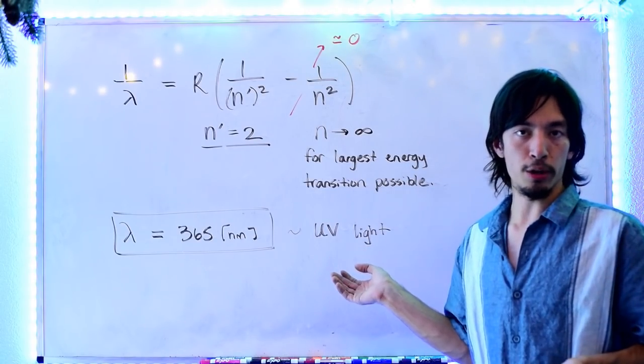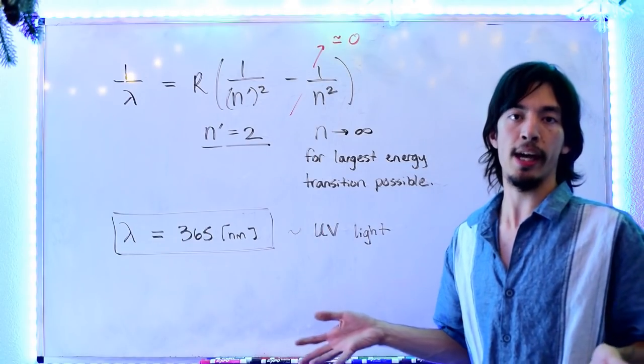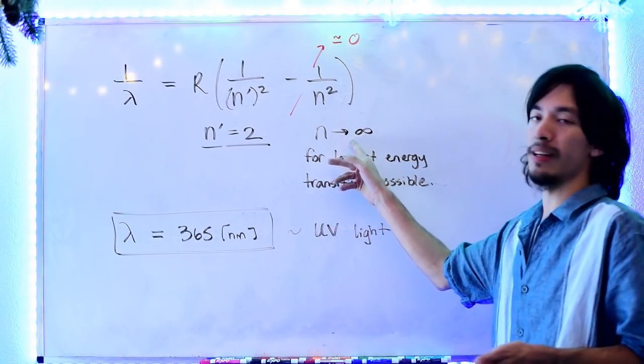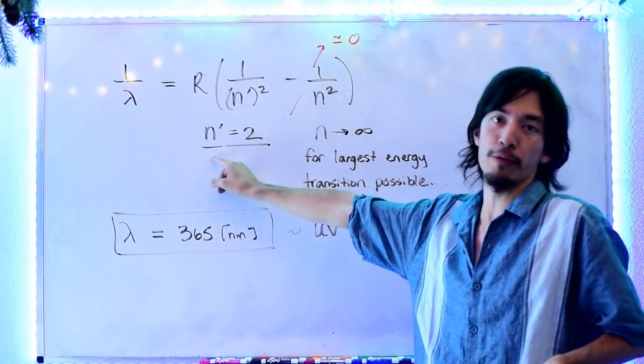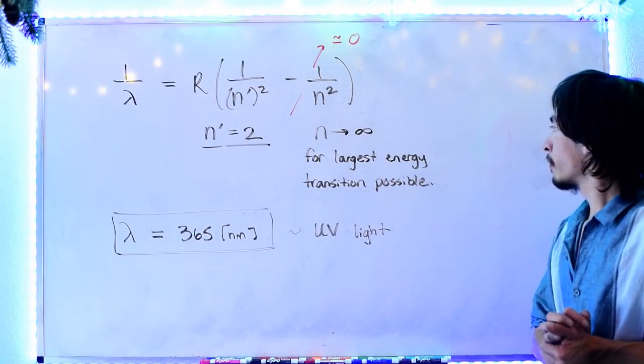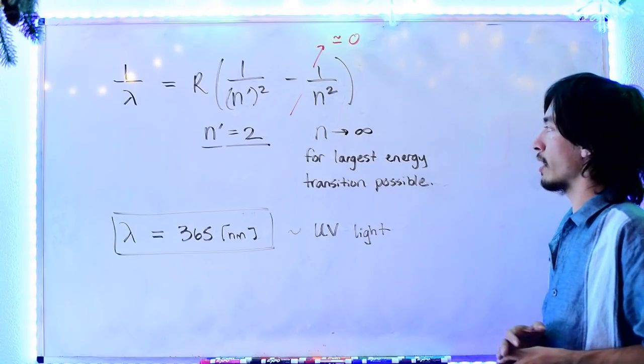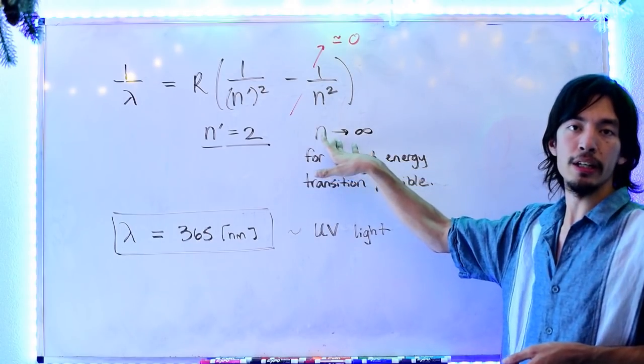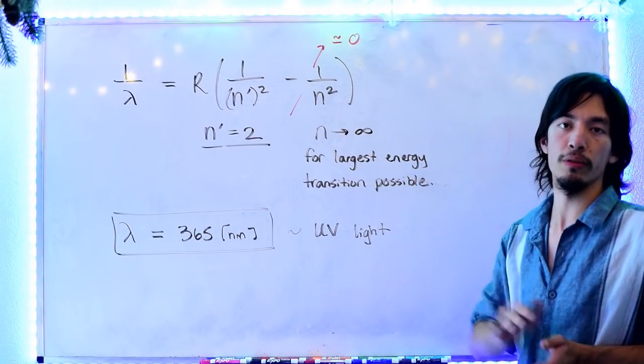Alternatively, if I asked you another question, which is what's the smallest energy transition possible, instead of infinity, it would have been 3, which is the next one up from 2. But the largest energy transition possible is always going to be from infinity down to whatever you want to do for the other one.